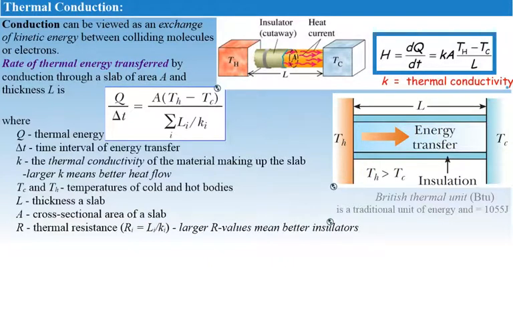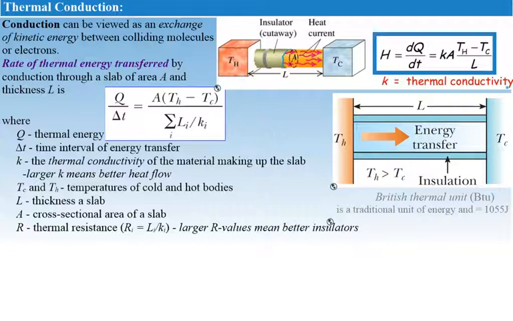Thermal conduction can be viewed as an exchange of kinetic energy between colliding molecules or electrons. The rate of thermal energy transferred by conduction through a slab of area A and thickness L can be represented by the formula that you see right here. Heat over time is equal to a fraction, with A the cross-sectional area of the slab, and then the change of temperature between the cold and the hot.